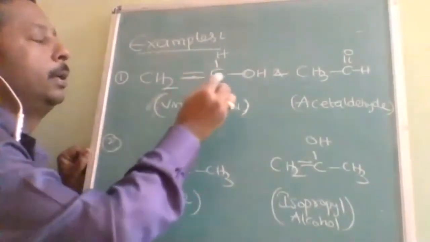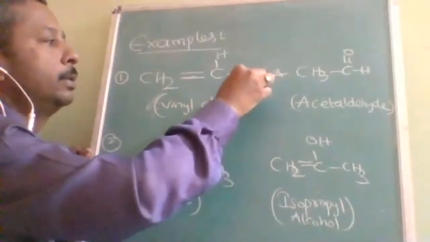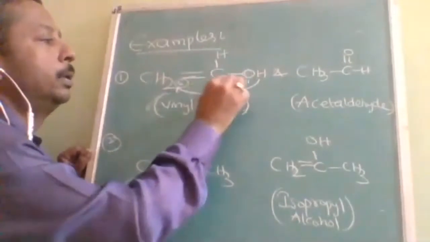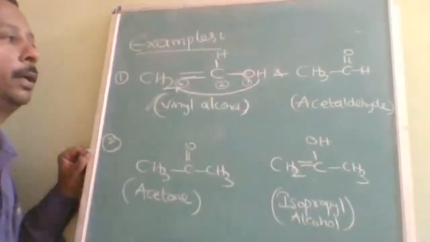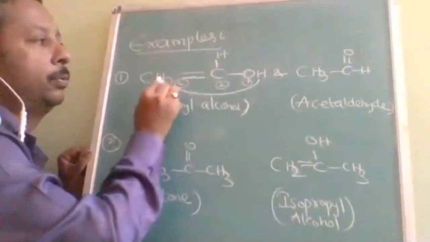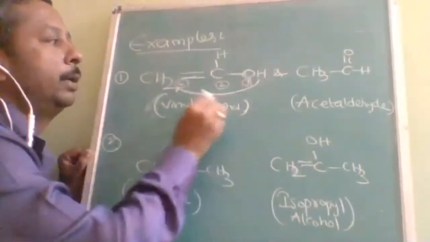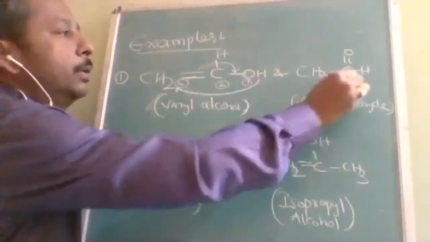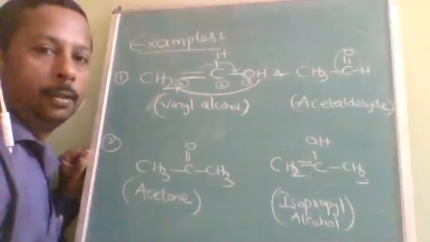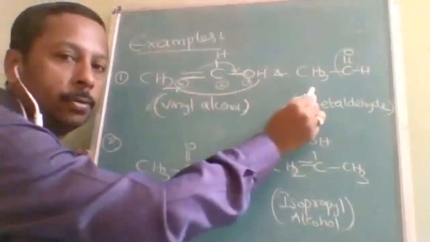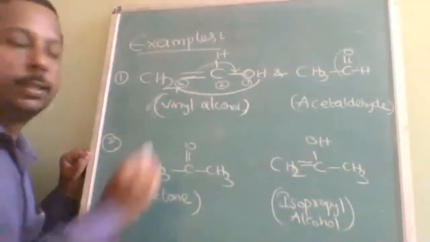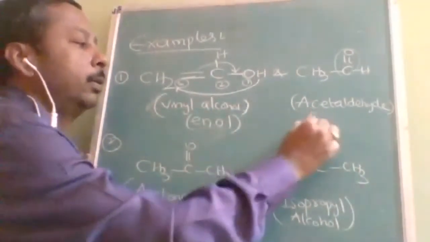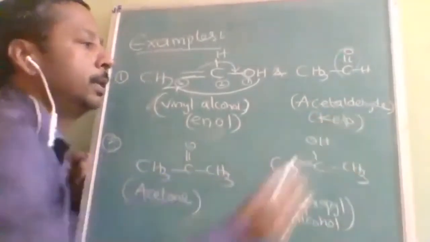Now 1,3 migration should take place. 1,3 migration means this hydrogen should come from 1, 2, 3. This is not IUPAC numbering. Again and again I'm telling, from the first oxygen atom to the third carbon atom, if it migrates, then this pi bond will move this side. So this double bond O is this one. So vinyl alcohol is converted to acetaldehyde. Which form is this? Enol form. Enol form is called vinyl alcohol, and keto form is called acetaldehyde.